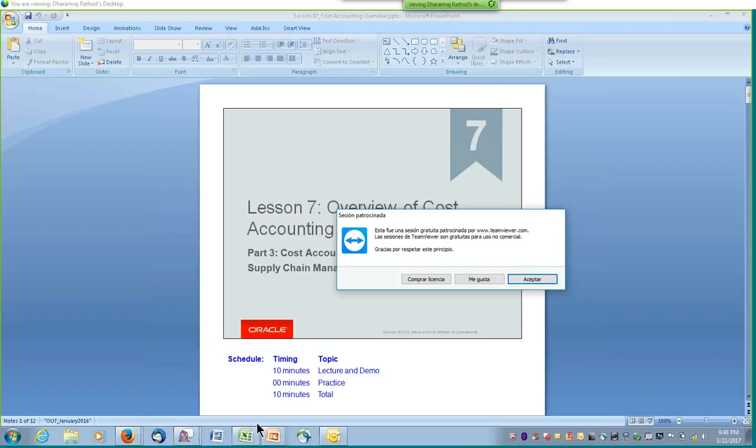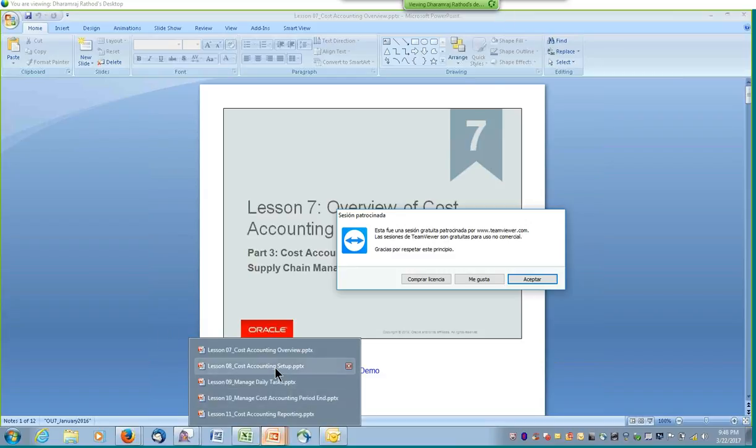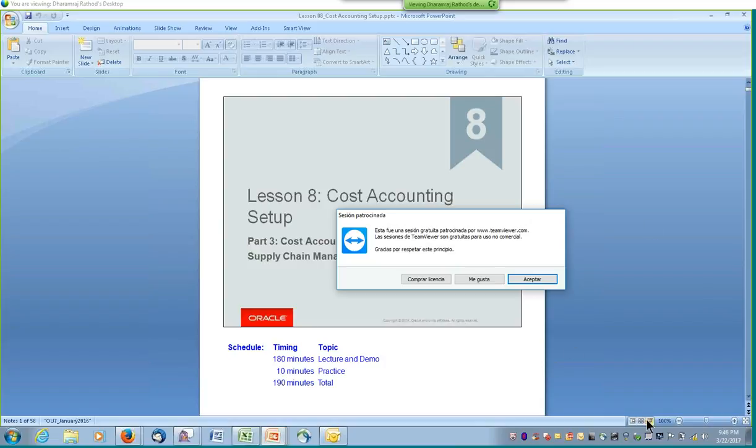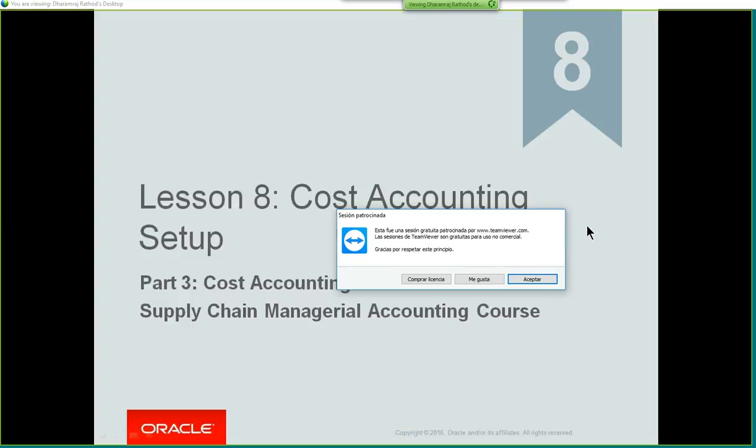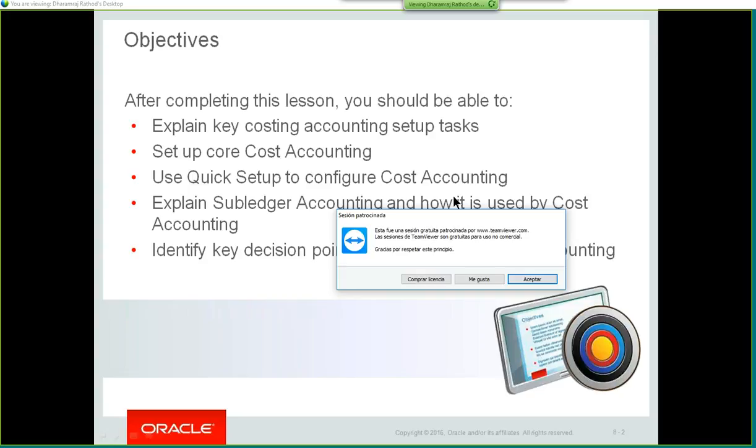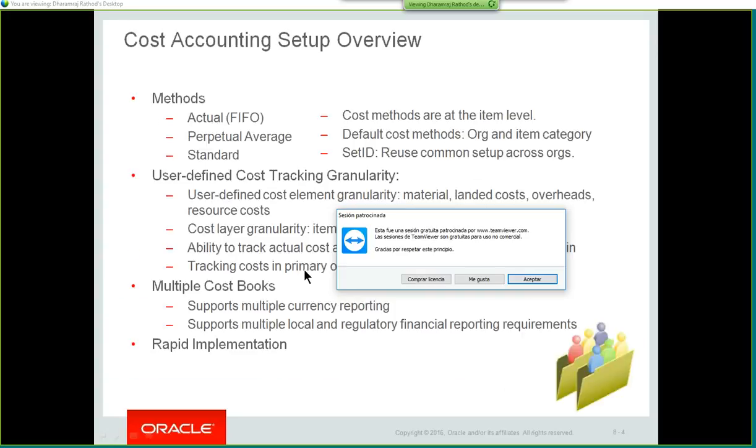Let me stop answering questions, and then I'll go over setups and talk about setups, and hopefully that will clarify all your doubts. So from the setup standpoint, we support actual costing. When I say actual, it is FIFO, it's not LIFO. We support perpetual average. We support standard costing.